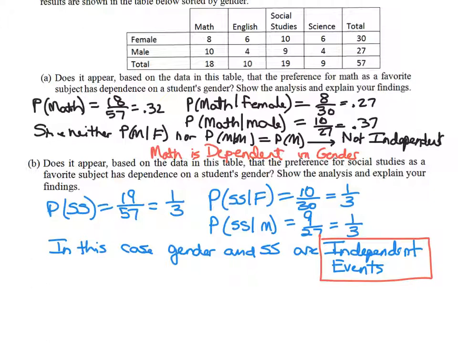In fact, with this example, we really would have only had to show one, that social studies given female or social studies given male matched the probability of social studies across the whole population. If it works for one gender, it's going to have to work for the other gender, just based on the numbers in our table.